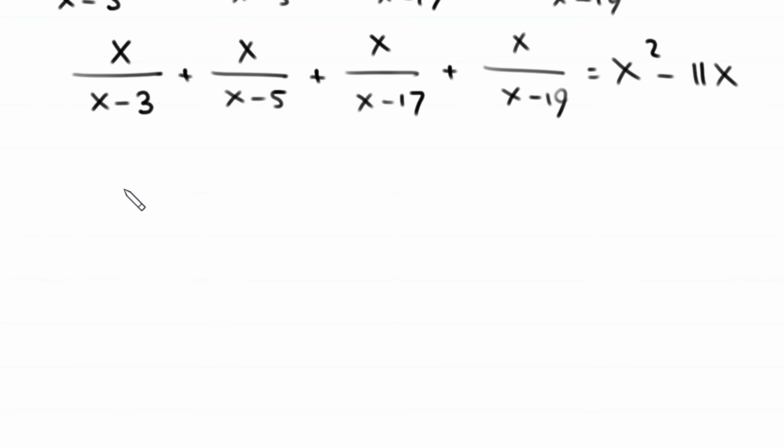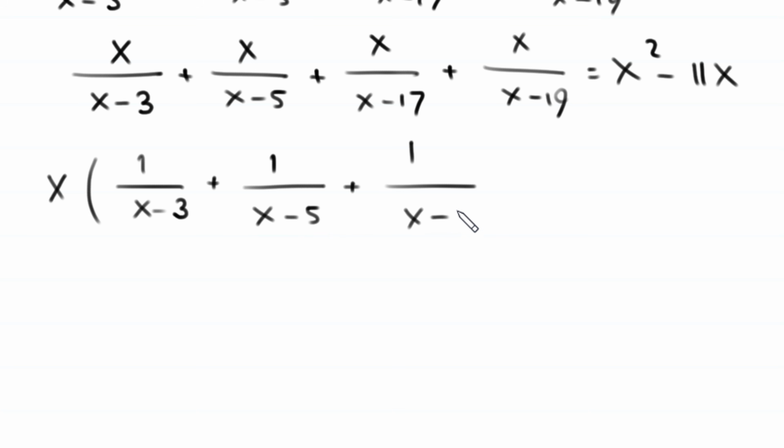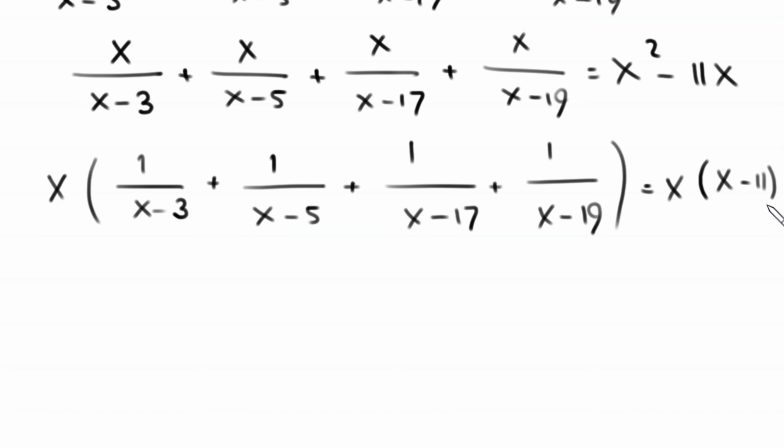Now from the left hand side we can factor out x, in brackets left 1 over x minus 3 plus 1 over x minus 5 plus 1 over x minus 17 plus 1 over x minus 19, equal to x as common factor in brackets left x minus 11.